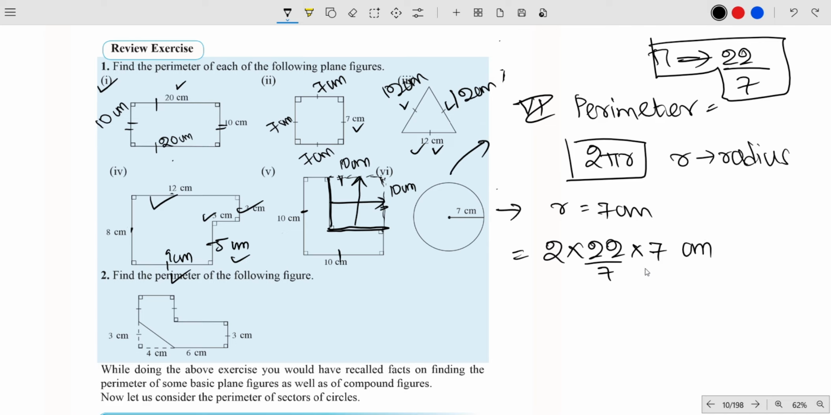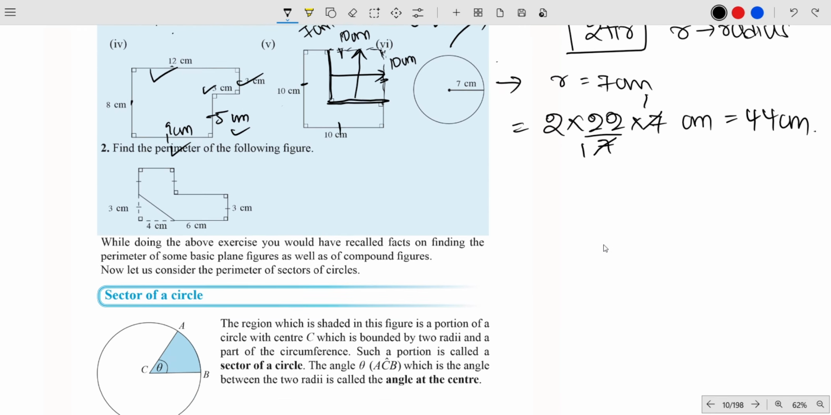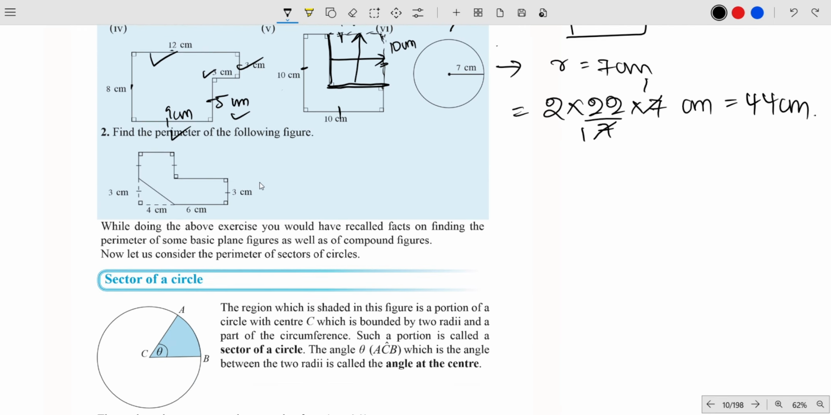We know that when we have equal numbers above and below in a fraction, we can cancel them. So we cancel these numbers by 7. So this one will be 1 and this one will be 1. So the answer is 44 centimeters. Okay. So these are the first 6 questions. Then we are moving to the second question.